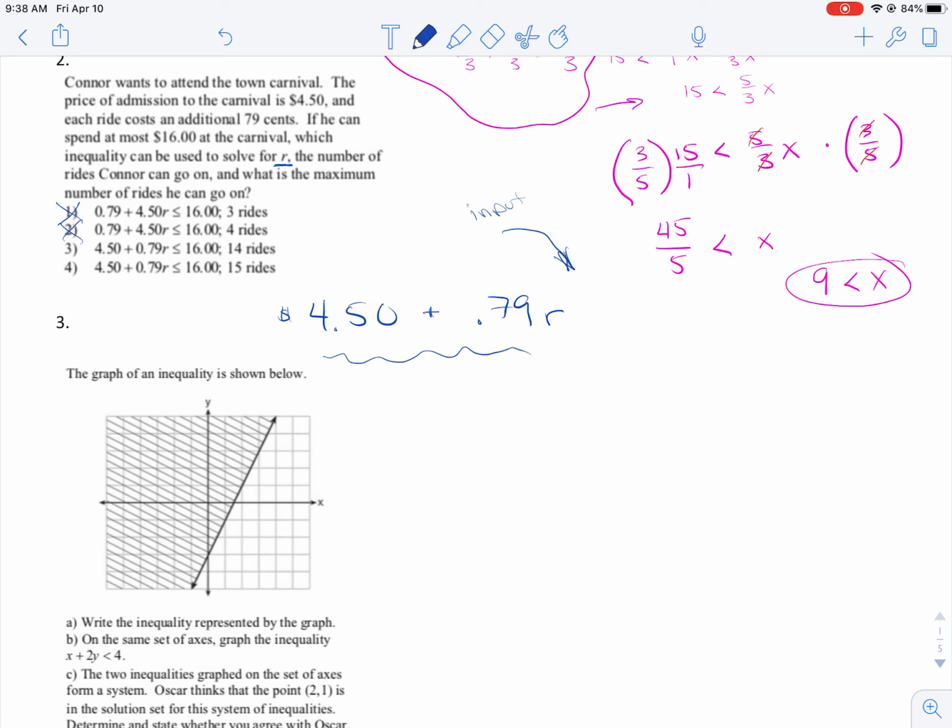All right, so we don't have to solve for R. Oh, actually, we do, because we need to find the number of rides. My bad. But in order to solve for R, we've got to make sure we got the right equation. So let's look at this word right here.